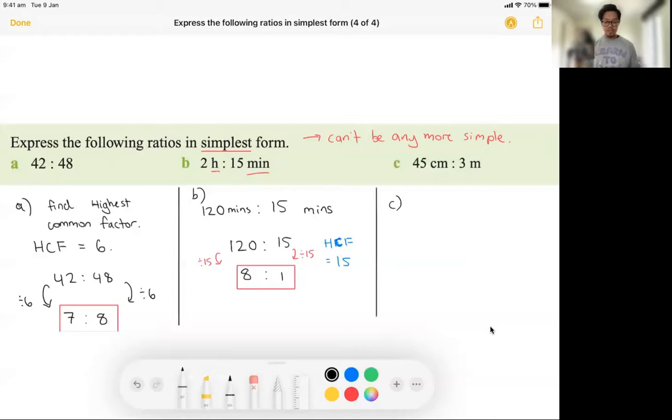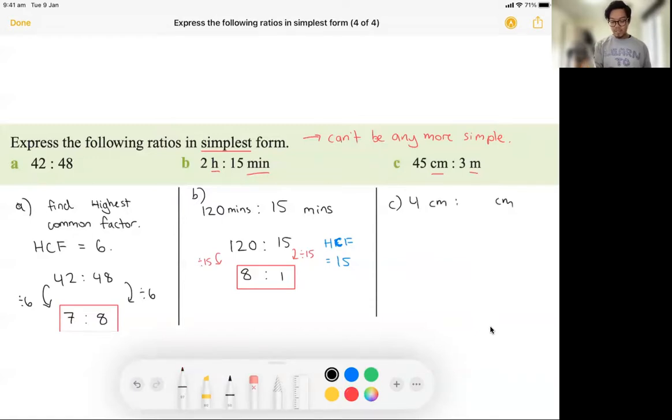Okay, so this one here, we've got 45 centimeters to 3 meters. Again, I'm going to look at these units. Are they the same? They are not. So I'm going to change them so that they are the same. Would it be easier for me to do centimeters or meters? I think this time it's going to be better for me to do centimeters, so that I don't have any decimals because they make things difficult. So let's not work with any decimals. Let's keep it as centimeters to centimeters.